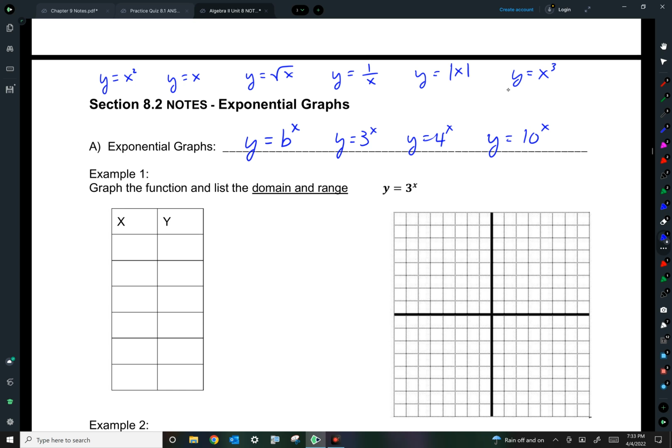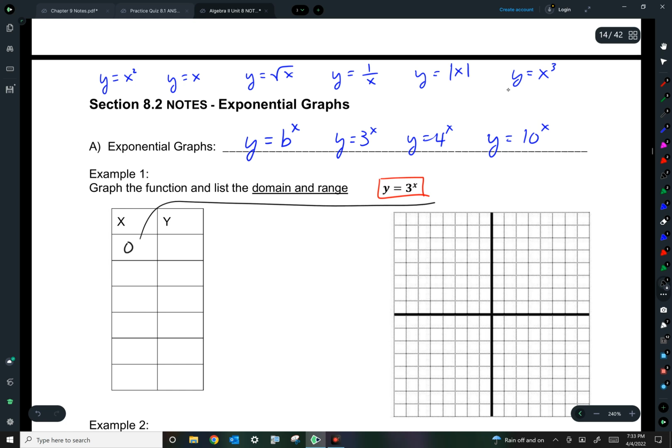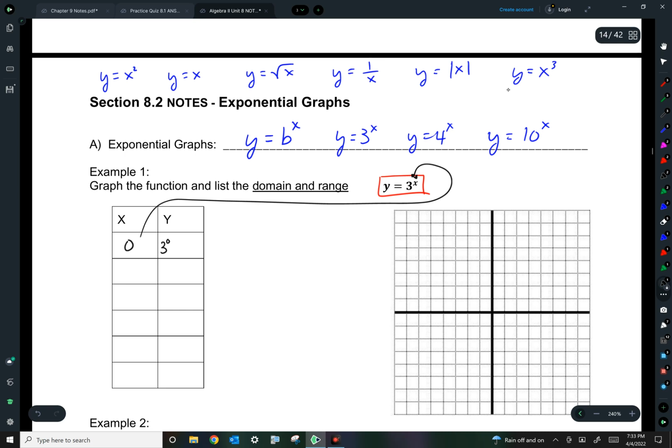Okay, so let's start with this one. I've got y equals 3 to the x. Well, in order to think about the graph, let's pick some points and plug in. So let's say I plug in a 0 for x. If I plug that 0 in for x, I would have y equals 3 to the 0, but isn't that just 1? Okay, let's say I plug in a 1 for x. I'd have 3 to the first, which is just 3. If I plug in 2 for x, I would have 3 squared, which is 9.